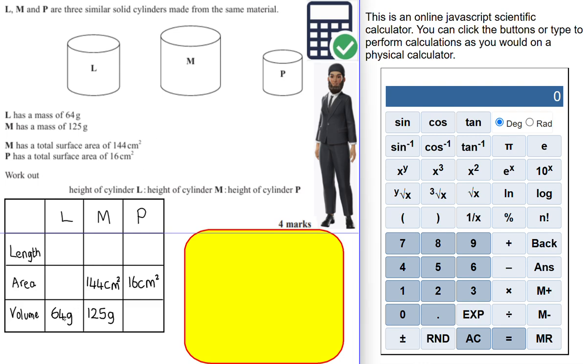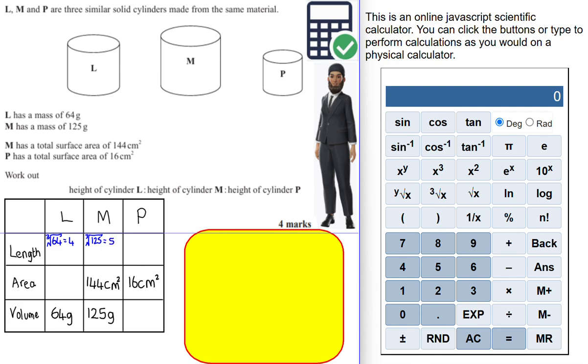So let's do the cube root of this to get a ratio for the length. The cube root of 64, which we should know as being 4. And then the cube root of 125, which works out to be 5.